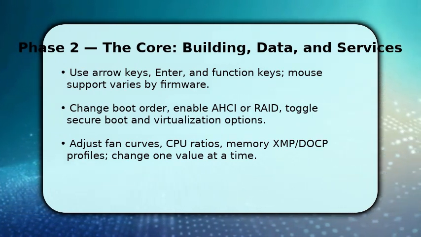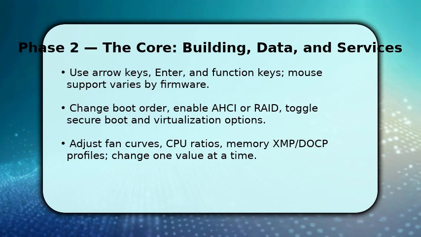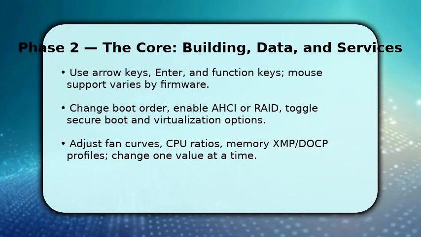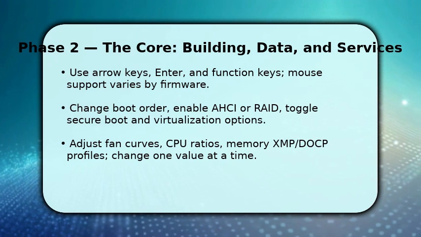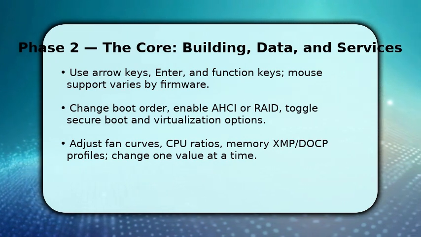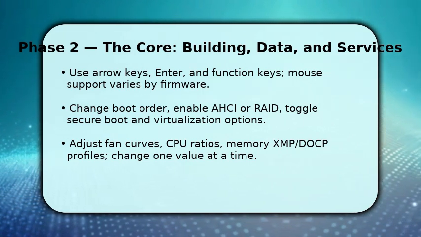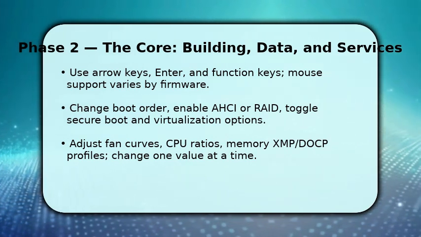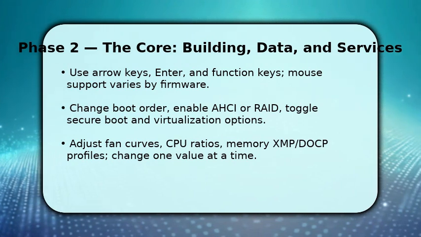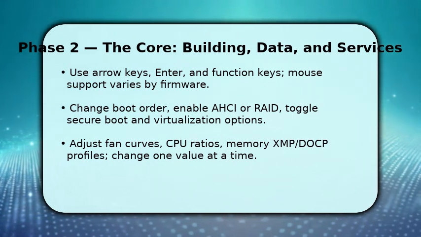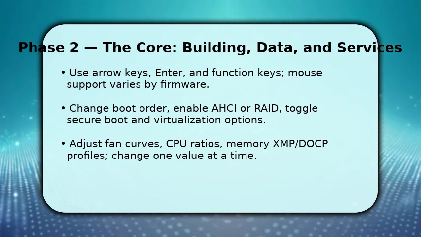Change the boot order to prioritize your installer USB or drive. Enable AHCI or RAID if installing an OS, and toggle virtualization or secure boot as required. When tuning memory XMP or CPU ratios, change one value at a time and test. This approach isolates issues and prevents cascading failures during configuration.